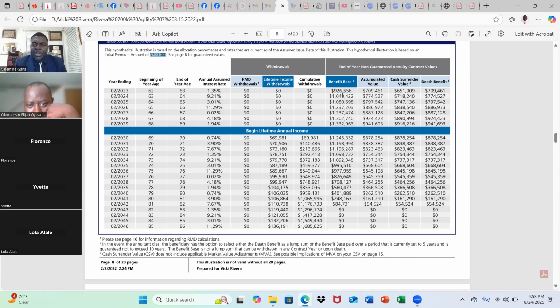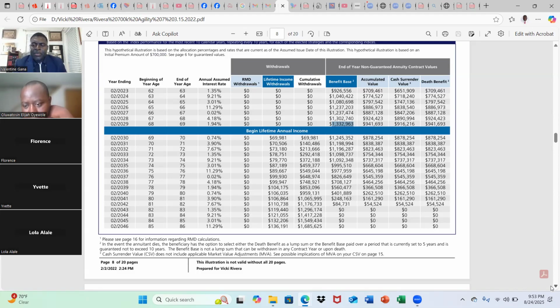So the benefit base initially is $926,000 here. That money grows, and at the end of the 7-year period, this individual blocked this annuity for 7 years. That money has grown to over $1.3 million. This individual gets paid $69,000 every year for the rest of their life.